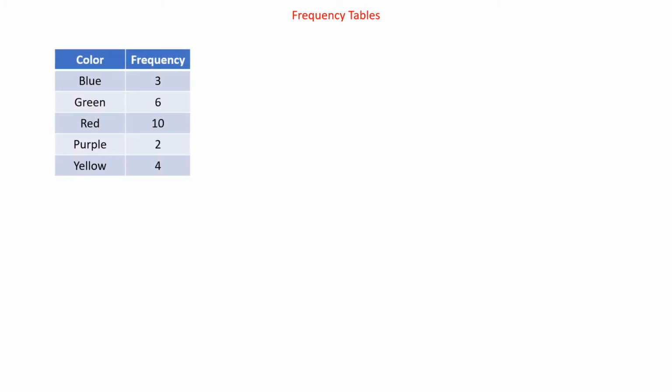So, the next thing we're going to look at is frequency tables. How do we take categorical data and change it into numeric data? Well, it's pretty easy. We just count how many times each category happens, and that becomes a frequency table.